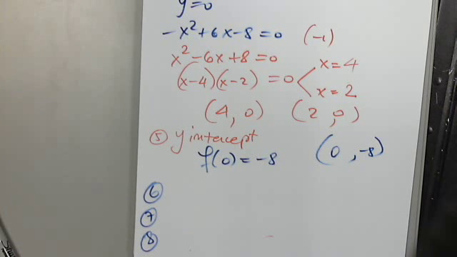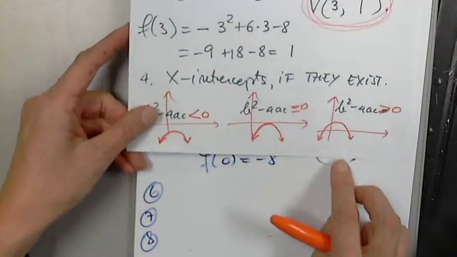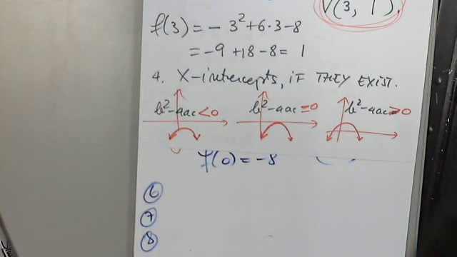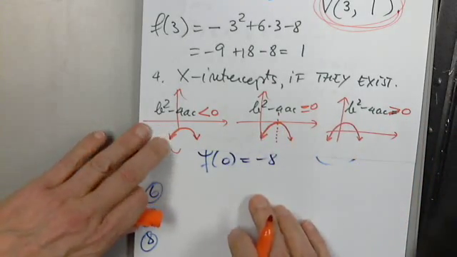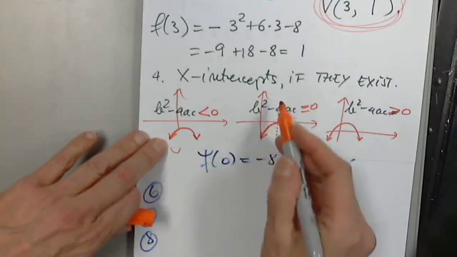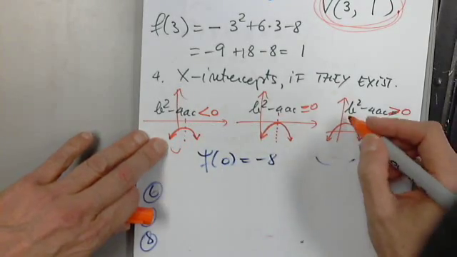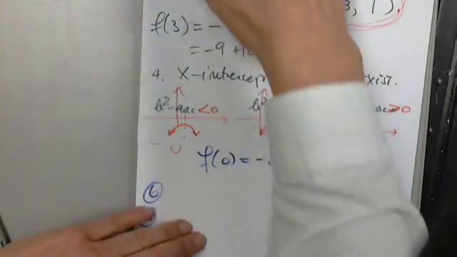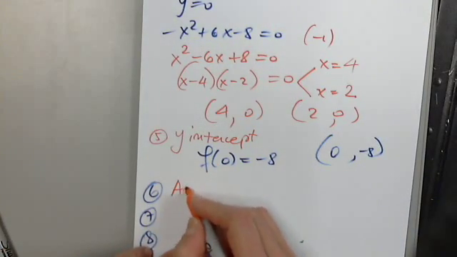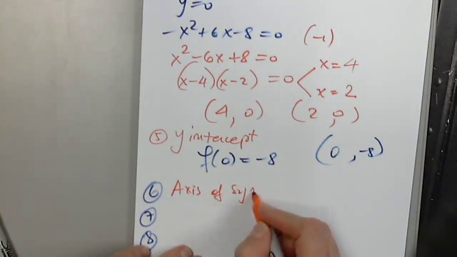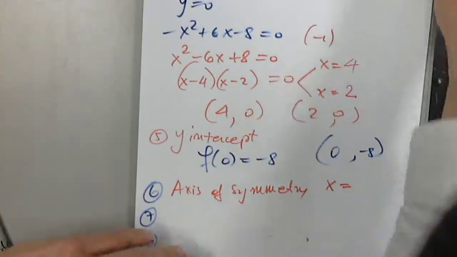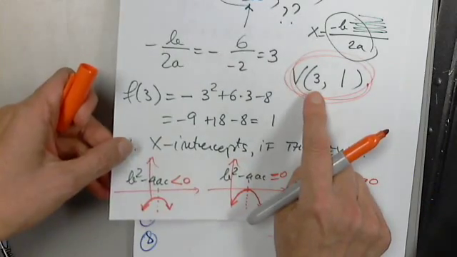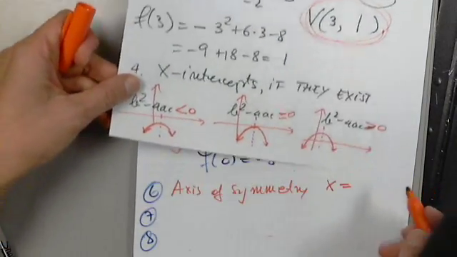Okay, 6, 7, and 8. 6 and 7 are just words. Okay, let's go back. Any parabola, and I'm not talking about odd or even, any parabola has an axis of symmetry. The vertical line passing through the vertex. Yes. So I will write axis of symmetry, x equals. Very good. Awesome. Thank you.